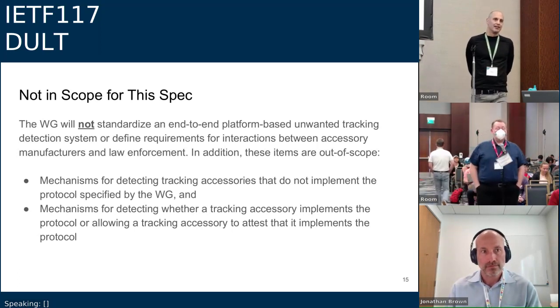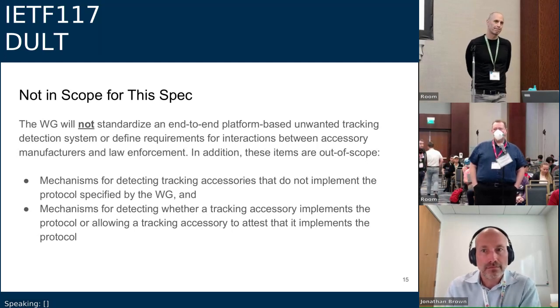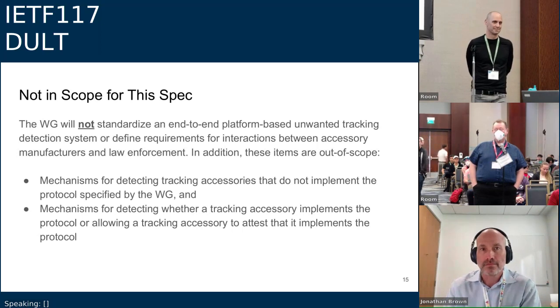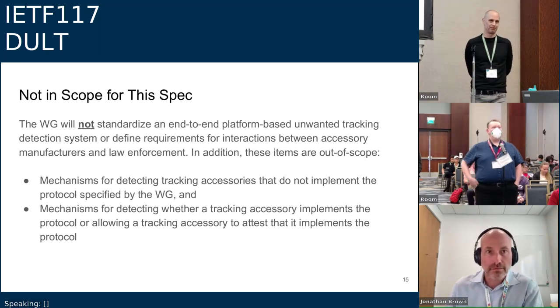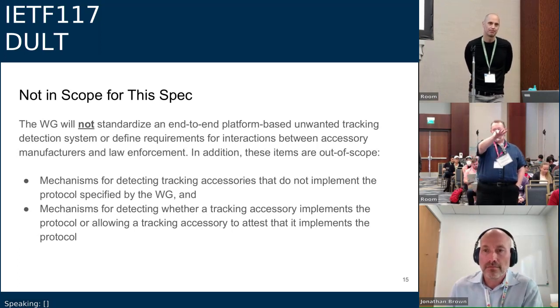Sam Weiler. I saw a paper a couple of weeks ago that looked at how to build or modify a tracker to subvert these protections. I think this was at PETS. I think it was as simple as rotate the MAC address more often, right? And the limitation here to not do attestations, I'm very supportive of. That way lies madness.